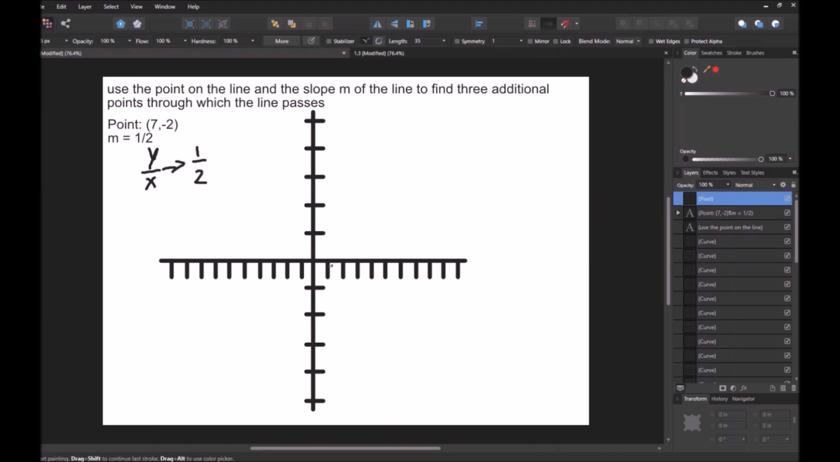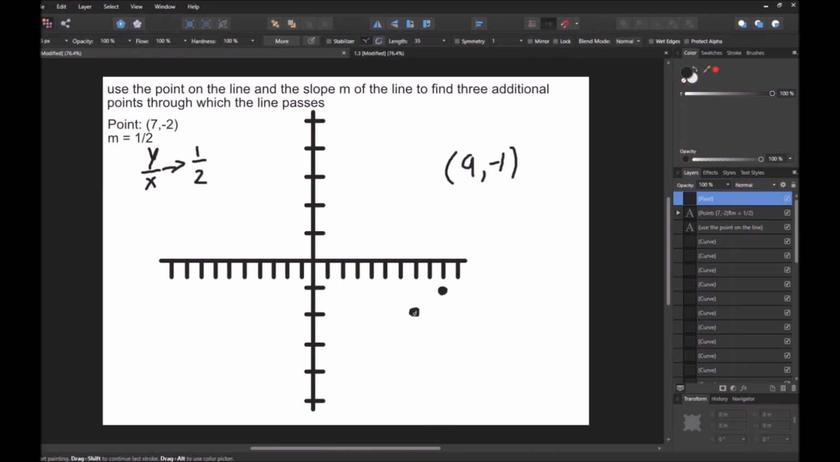So let's graph the point. We're going to go to 3, 4, 5, 6, 7, and then down to negative 2, right about there. And then we're going to go up 1 over 2. So we get the point 9 comma negative 1.